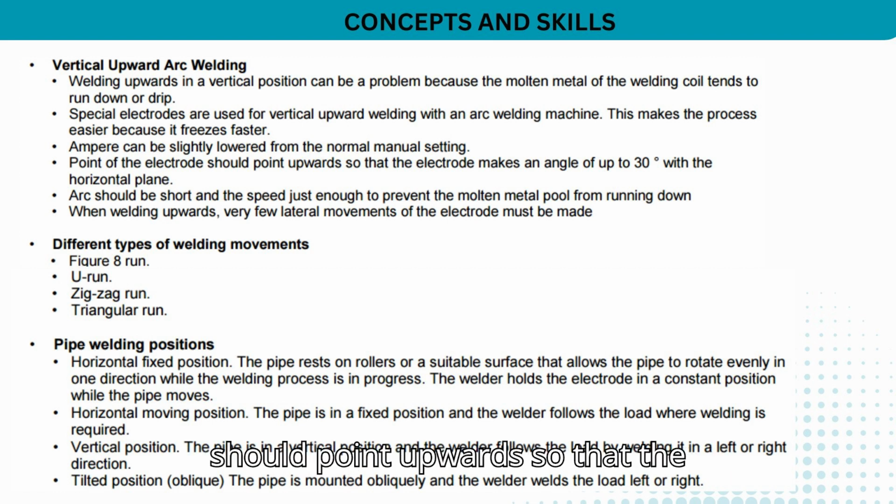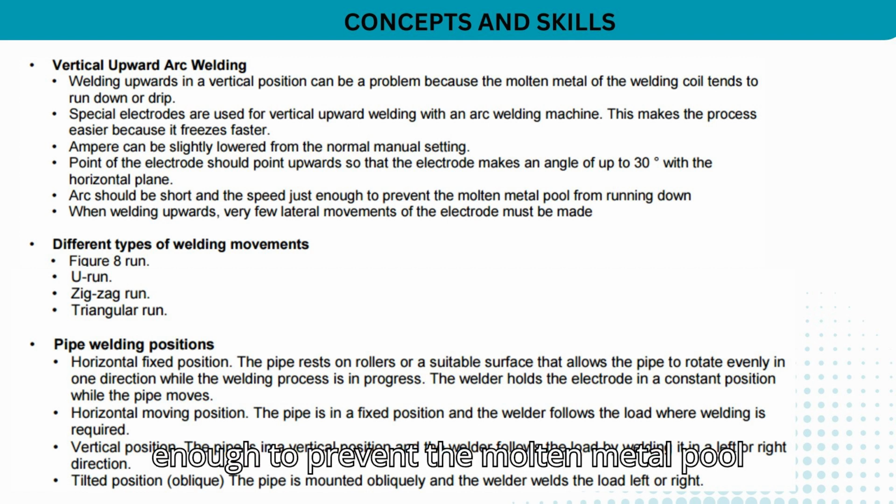Amperage can be slightly lowered from the normal manual setting. The point of the electrode should point upwards so that the electrode makes an angle of up to 30 degrees with the horizontal plane. The arc should be short and the speed just enough to prevent the molten metal pool from running down. When welding upwards, very few lateral movements of the electrode must be made.